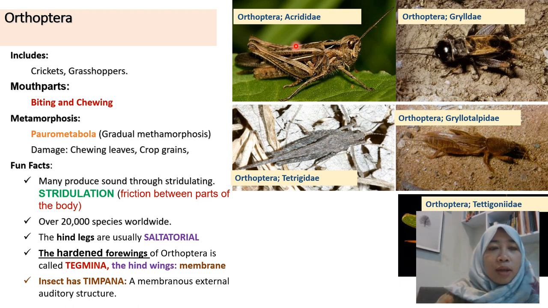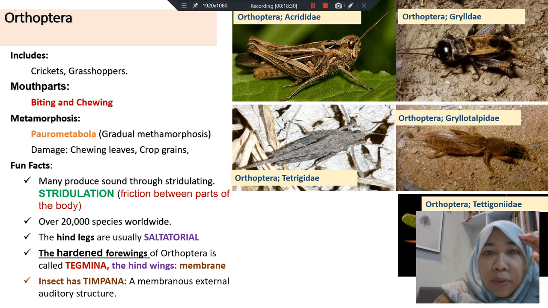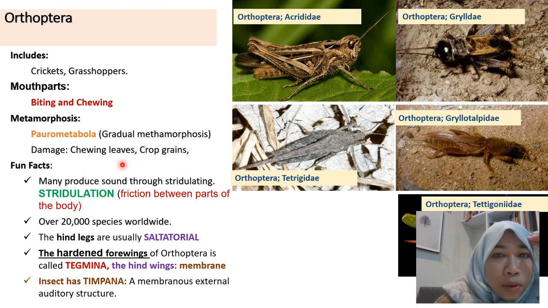Okay, and then we move to the next. I hope you can understand what I mean. Paurometabola, gradual metamorphosis. There is a change from egg and then nymph and then adult. In the nymph there is the change of cuticle, or we can find exuvium. Exuvium is the old skin that they left behind. Exuvium, kulit lama yang ditinggalkan, the old exuvia.